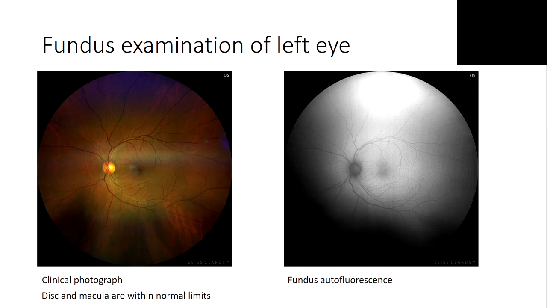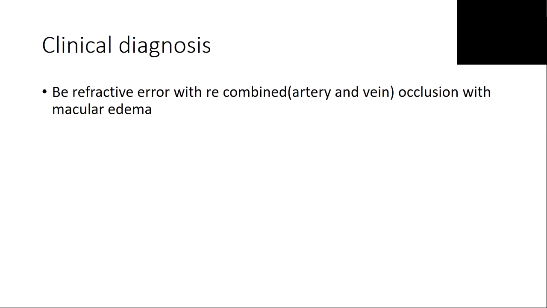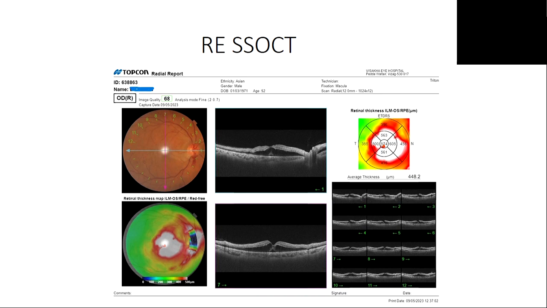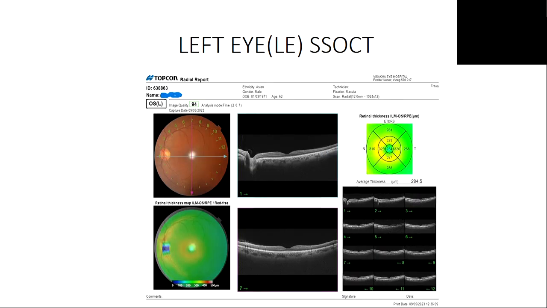On fundus examination of the left eye, it was apparently normal. Clinical diagnosis was made as refractive error, and in the right eye, both artery and vein occlusion with macular edema. We sent investigations: OCT, routine blood investigations, carotid Doppler and 2D echo. In the right eye, OCT showed subretinal edema with abnormal foveal contour and central macular thickness of 574. We can see the edema is also present in the paradiscal areas. In the left eye, the OCT was normal.